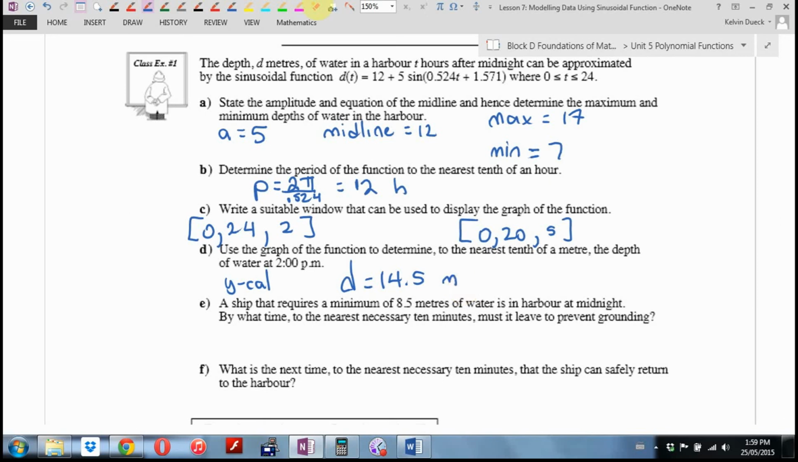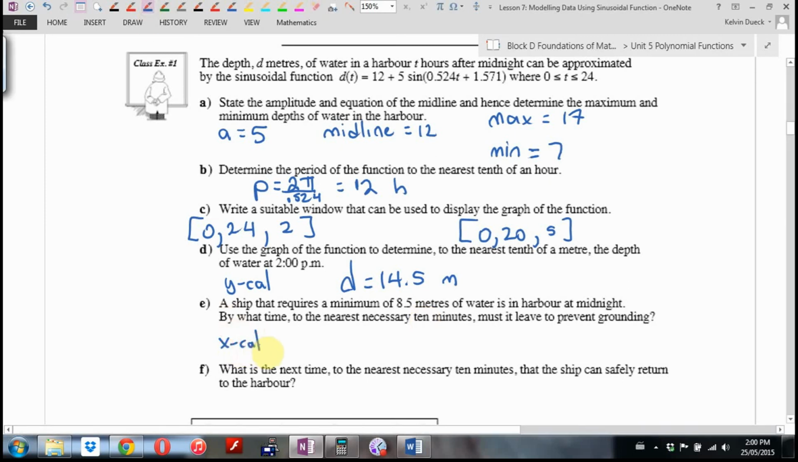Let's see. In part D, my Y value is measured in meters. My X value is measured in hours. What do they want me to find here, a time or a depth in part E? A time. Do they want me to find an X value or a Y value? An X value. They want me to do an X calc.